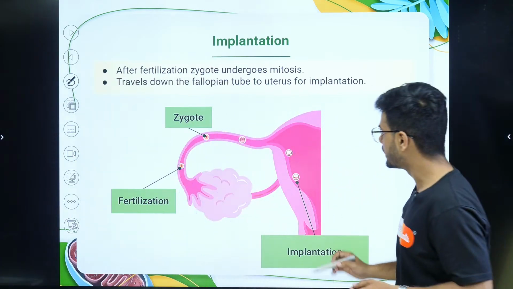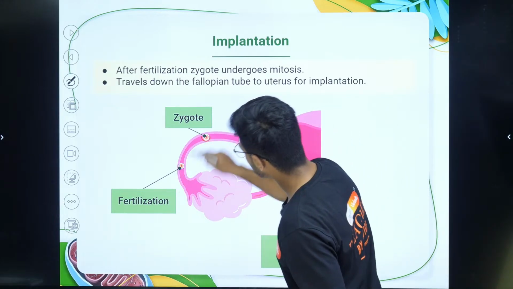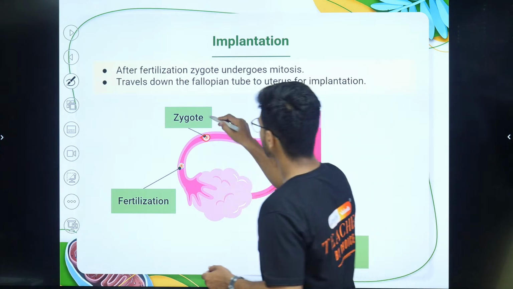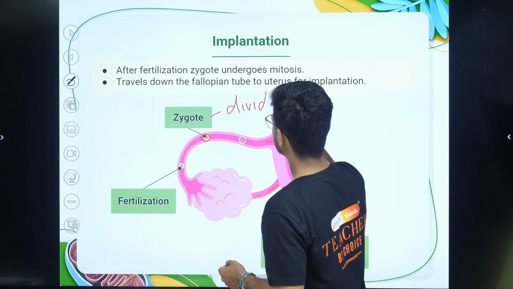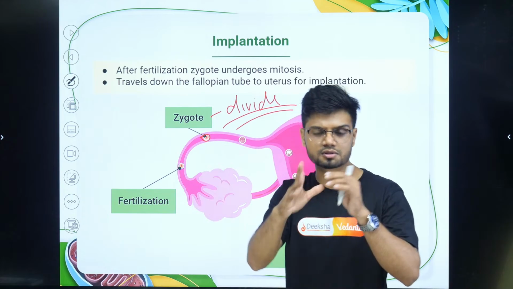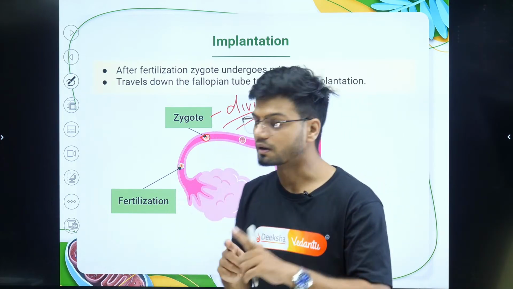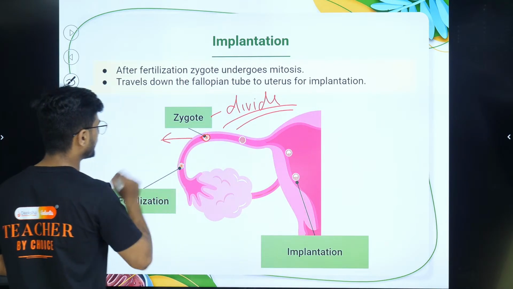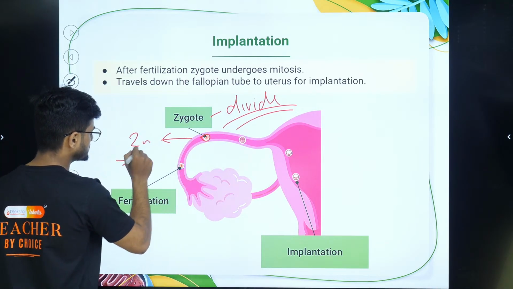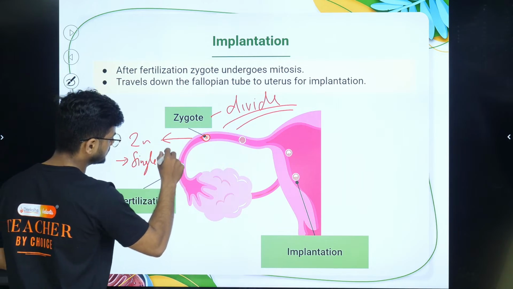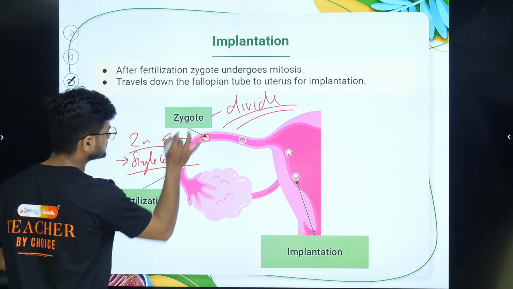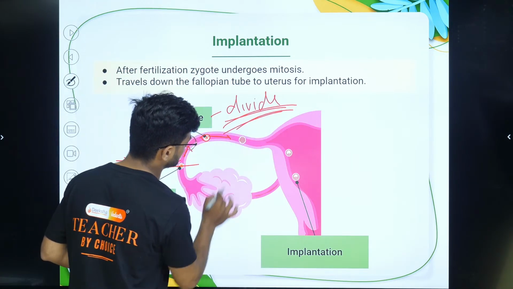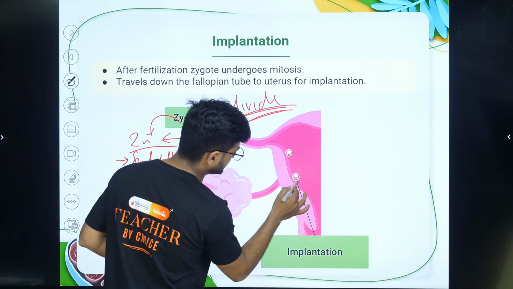Now implantation. Here fertilization happened and the zygote is here. What happens to this zygote? It starts to divide, continuous mitosis, full division. But remember, what is the zygote? The zygote is single celled. At the start the zygote is diploid, it is 2n, it is single celled. But it undergoes cell division.